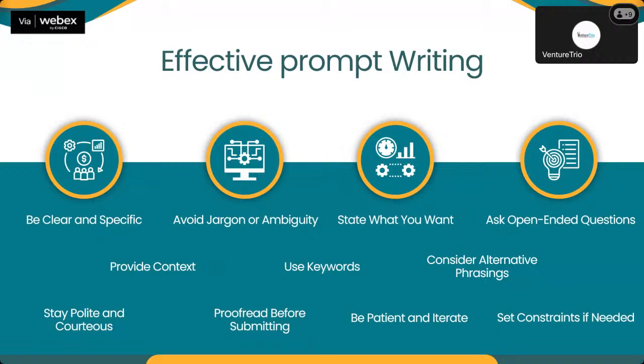Avoid jargons or ambiguity. State what you want. Ask open-ended questions. Provide context. Use keywords. Consider alternatives. Stay polite and courteous. Proofread before submitting. Be patient and iterate. Set constraints if needed. So, first one is be clear and specific.